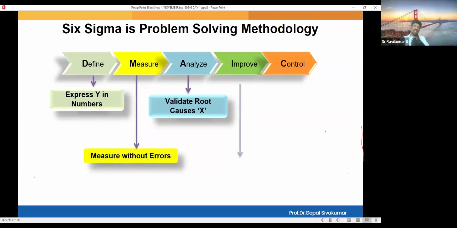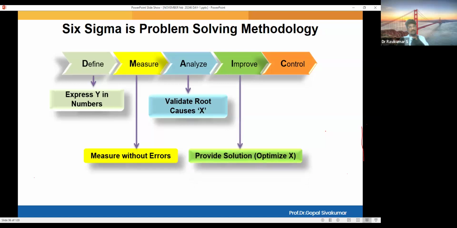Then in the improve phase, you are going to find out the solution for the particular root cause. So this is a problem, guys. This is a reason for the problem. This is a root cause for the problem. So we are trying to find out the solution for this particular root cause. Then in the control phase, we want to sustain the improvement. Here you have implemented the solution, and because of the solution, you have achieved some improvement in your process. So you want to sustain that improvement for a long period. That is what you are going to do in the control. So monitor and control so that the root cause doesn't come again and create a similar problem.